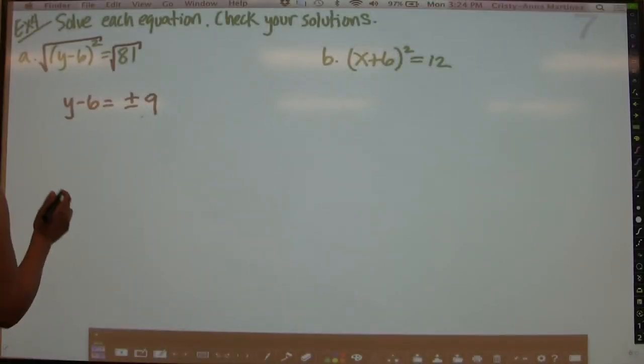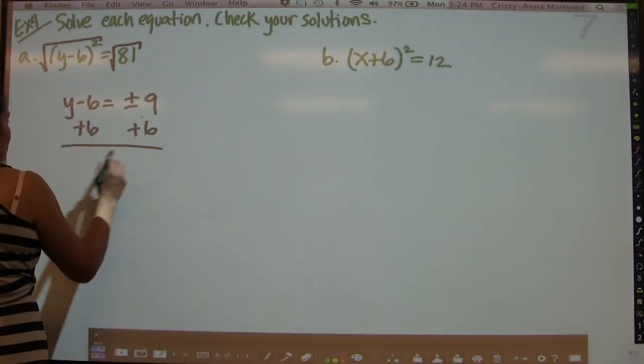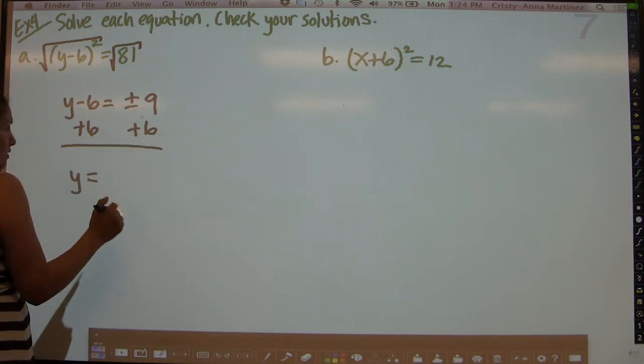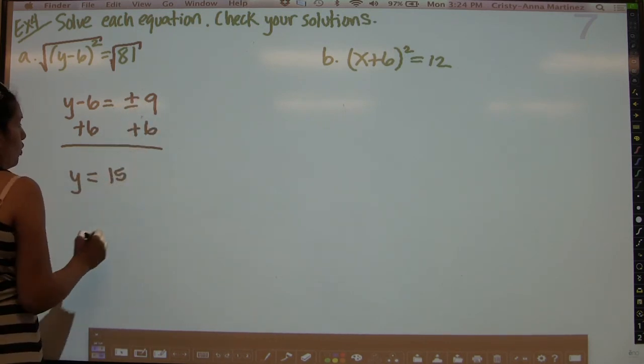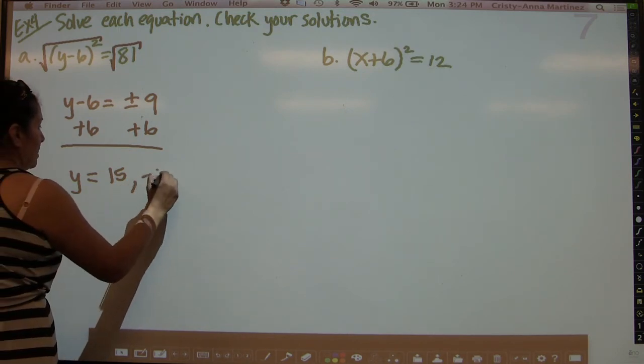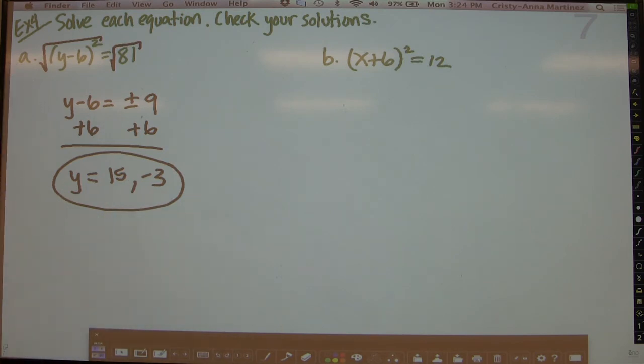And then we just solve for y by adding 6 to both sides. And so you're going to get two solutions. Either you have positive 9 plus 6, which is 15, or you have negative 9 plus 6, which will give you negative 3. So you have two solutions there, 15 and negative 3.